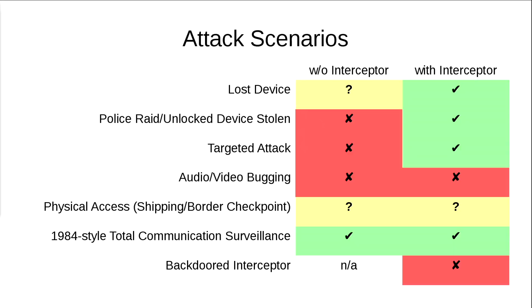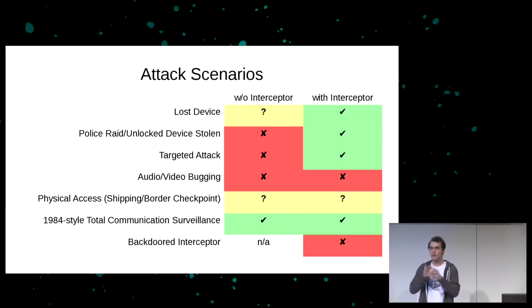Now, second scenario is an unlocked device stolen. So somebody comes and takes your laptop away while you're working at it, and you don't have time to lock the screen. Fundamentally, you will have the same problem if you unlock this interceptor device over a period of time. But since you only need this interceptor device in order to decrypt and encrypt emails, and you don't do that all the time, you can have it locked most of the time that your screen is unlocked.